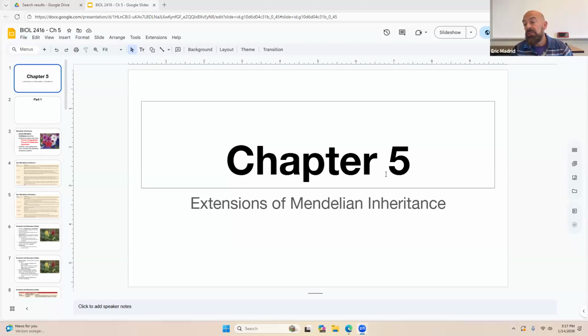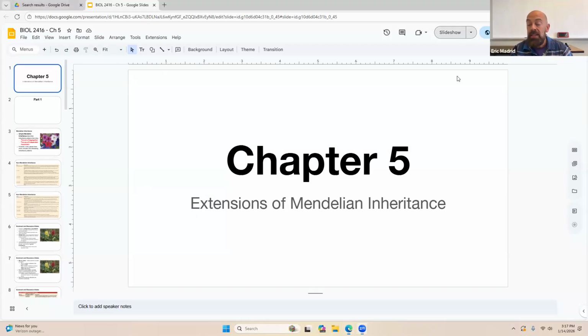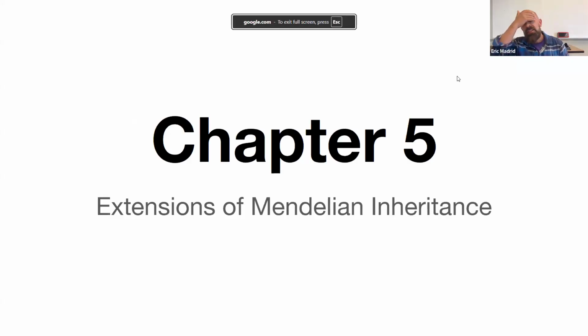Okay, so now we're going to get into these extensions of Mendelian inheritance. So remember, Mendelian inheritance is where you've got a Punnett square and you've got a gene, and there's two alleles for that gene, and one of the alleles is dominant and one of them is recessive. So if you've got like the big A, you're going to have that phenotype. If you got the little a, you got that phenotype. And that works for lots and lots of genes, but that does not work for all genes.